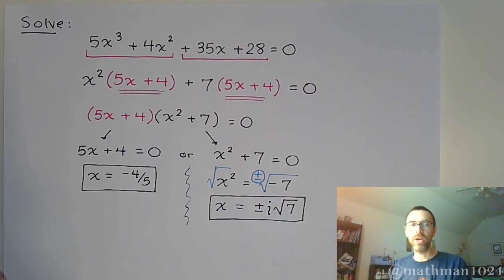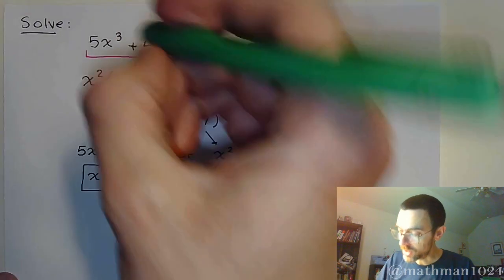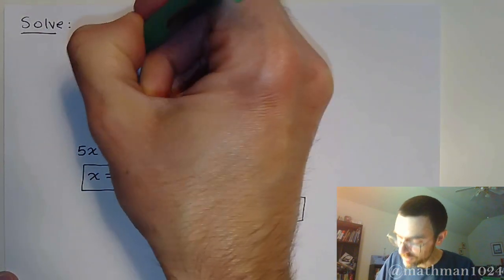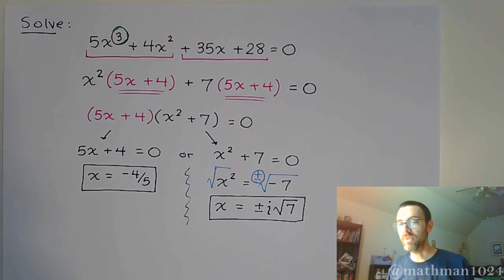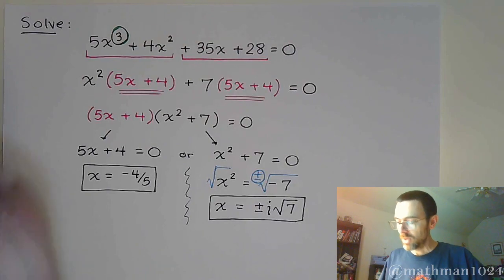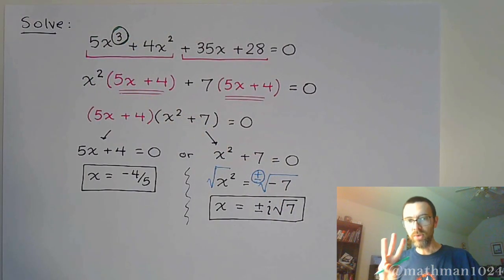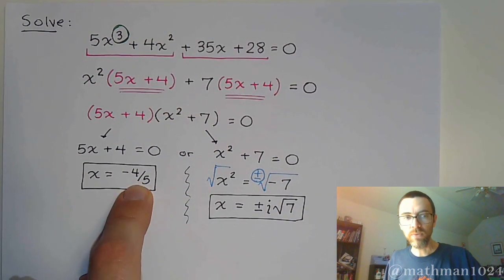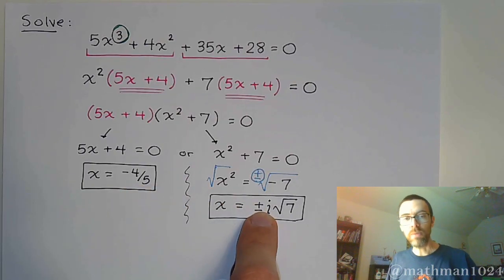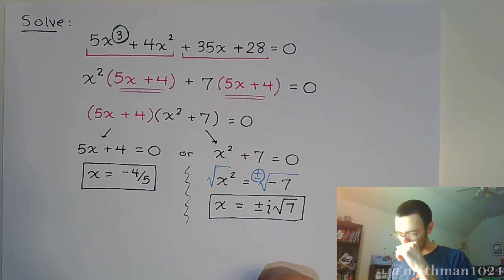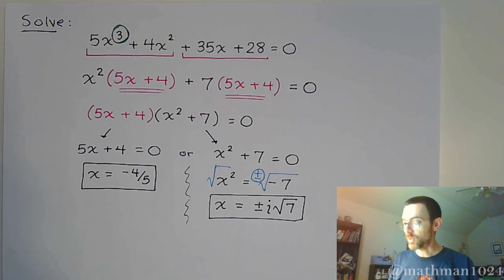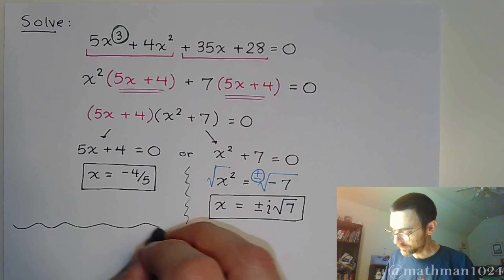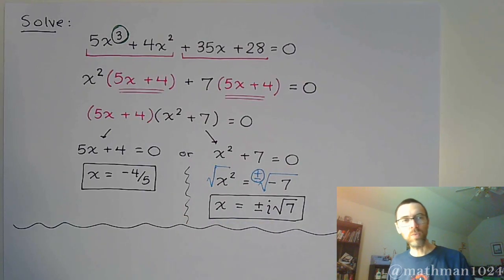Now before we move on, I want to make sure we understand something. The original polynomial equation had a degree of 3. And so that tells me how many solutions we would expect to have at the very end. A degree of 3, we should get 3 answers. We've got negative 4/5. We've got plus or minus, so that's 2 extra answers, plus or minus i square root of 7. So we get all 3 of the solutions that we're looking for. Isn't that wonderful?